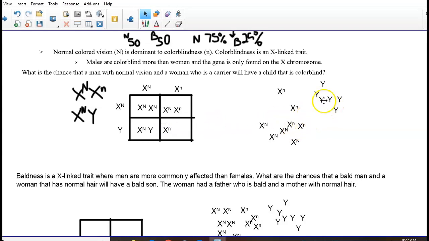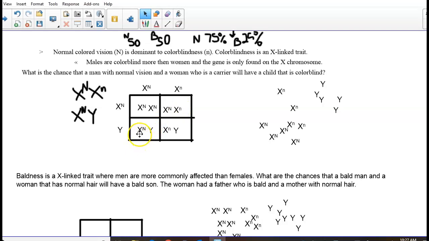So I fill in my Punnett square. And I want to know, what is the chance of a man with normal vision and a woman who is a carrier having a child that is colorblind? Well, if I take a look here, this is a woman, but she's not colorblind. She's a carrier, right? She can pass it on to her kid, but she's not colorblind.